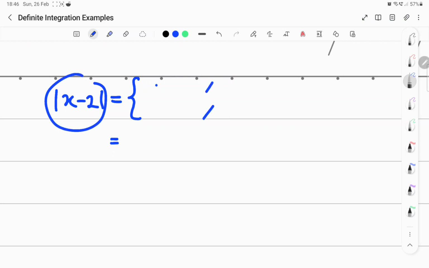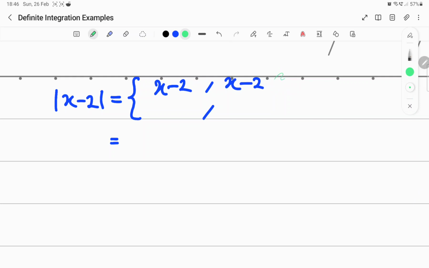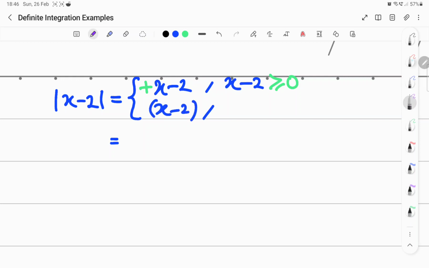So over here, x minus 2 is a positive value when x minus 2 is greater or equal to 0. And it is the negative of x minus 2 when the value is negative, that is, when x minus 2 is less than 0. The value of the modulus is negative, so it's the negative over here.